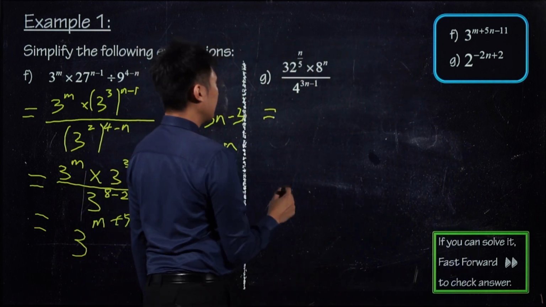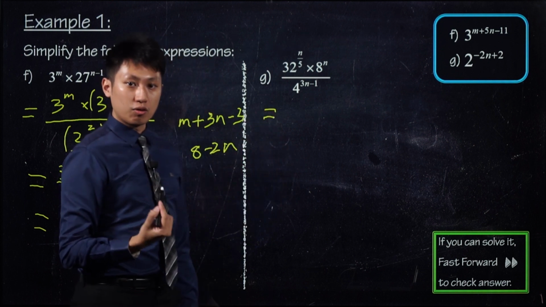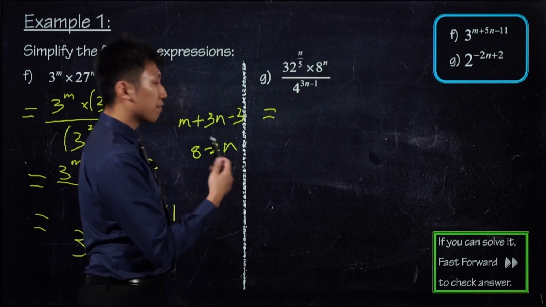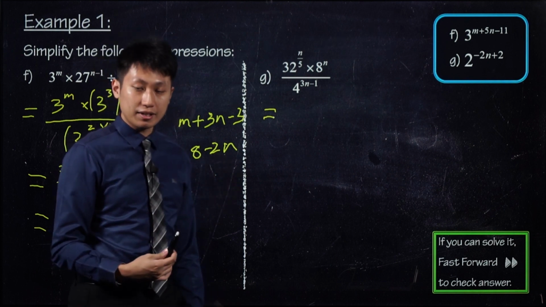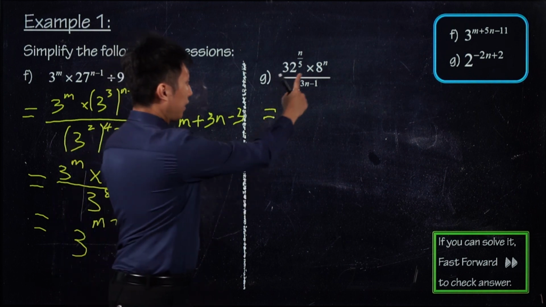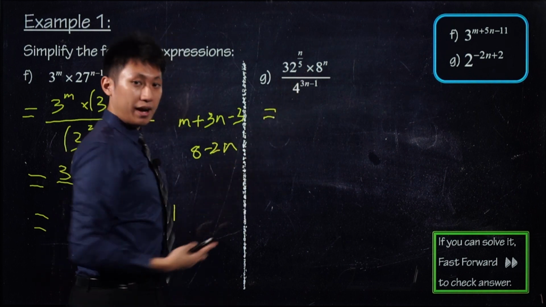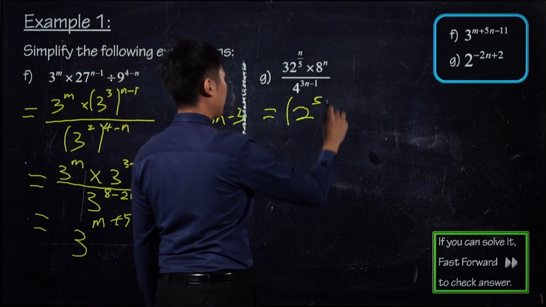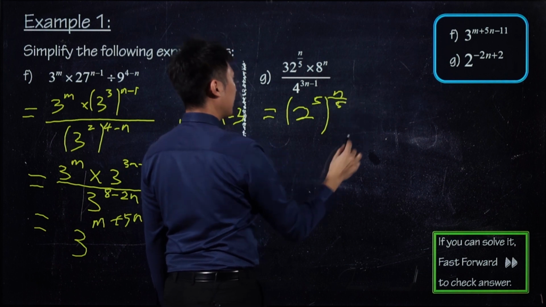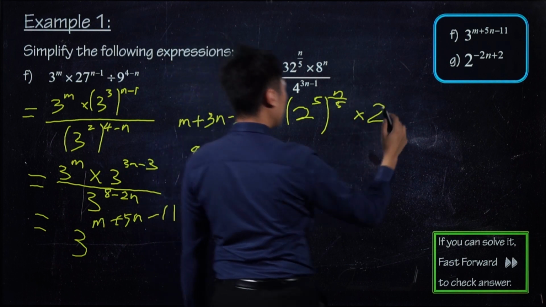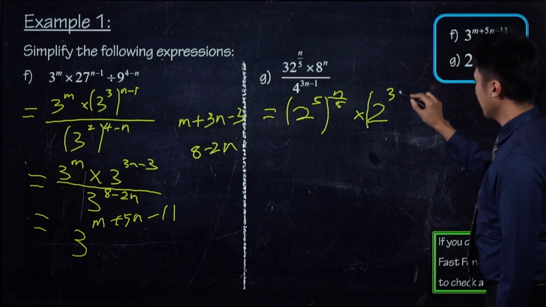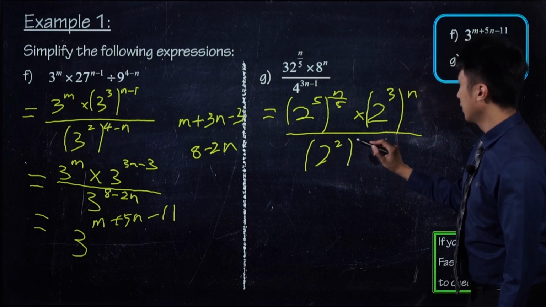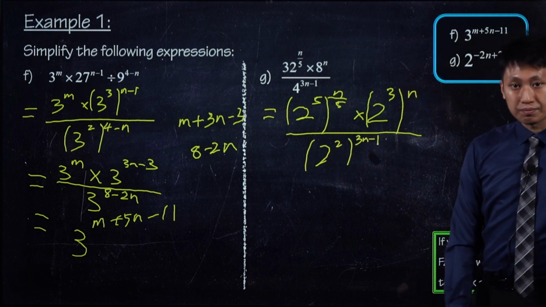Okay, so here it's 32 to the power n over 5, times 8 to the power n, and 4 to the power 3n minus 1. Gotta recognize 32 as 2 to the power 5, 8 as 2 to the power 3, and 4 as 2 squared. So we're gonna rewrite this: 2 to the power 5, bracket n over 5, then multiply by 2 to the power 3, bracket n, divided by 2 to the power 2, bracket 3n minus 1.